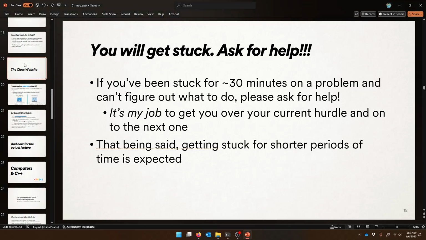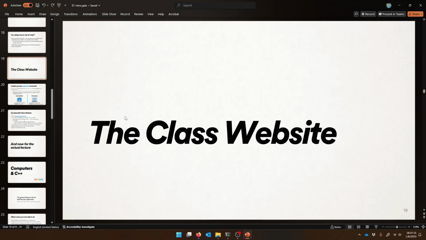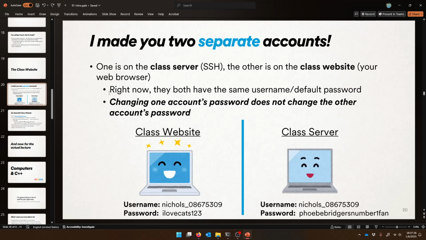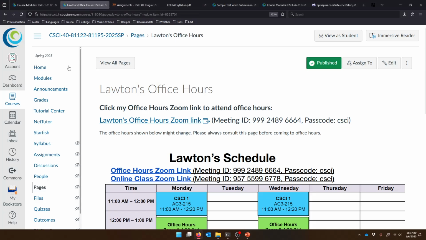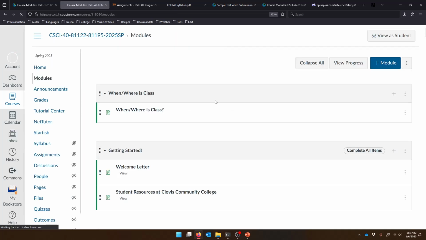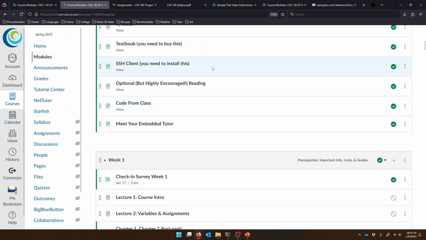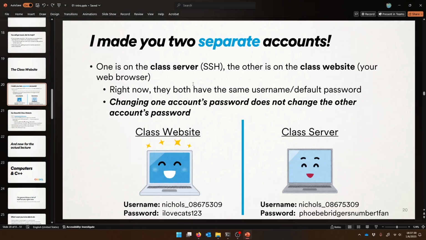I do next want to talk about the class website. This is a magical place. I'll show you the link in a second, but I've made you 2 accounts right now. You maybe have already tried to get in on some of them. On our modules page, there is a link to the SSH client, which hopefully you've looked at and maybe have even tried to get in. That's the class server. They're 2 separate accounts, and they're a little confusing because their username is the same.